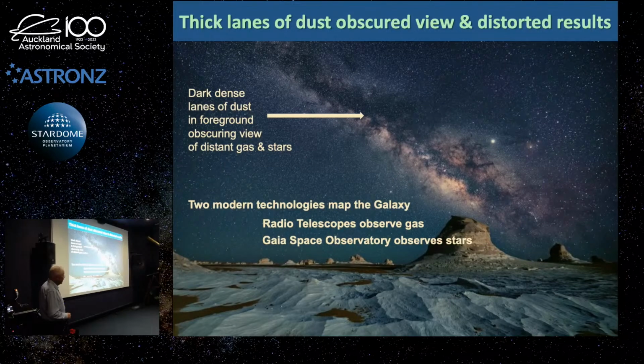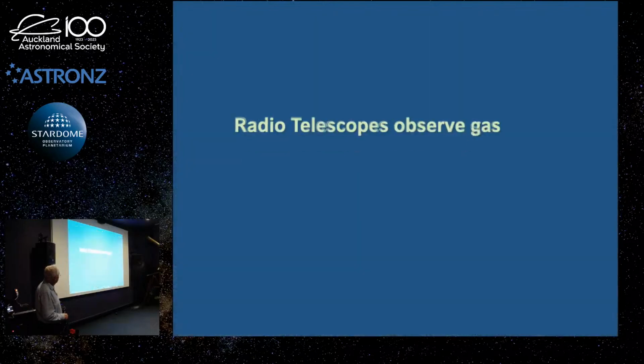But with time and better technology, we're now able to cut through the light of that dust. There are two modern technologies that allow us to map the galaxy. One is radio telescopes, which observe the gas in the galaxy. And the Gaia Space Observatory is able to observe most of the stars in the galaxy, certainly in the vicinity of our neighbourhood, very accurately. So let's look at each one of these.